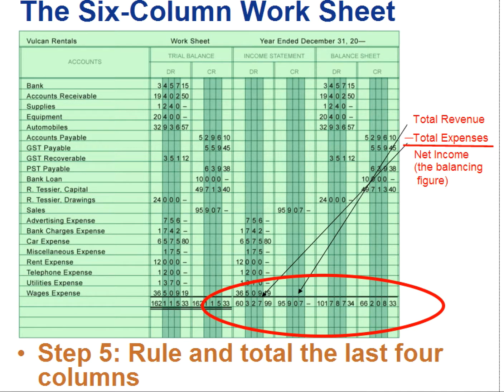Step 5, rule and total the last 4 columns. So basically all you do here is add up each of the columns. Notice the values won't be the same. They're not going to balance. The difference between the 2 columns of the income statement will be either your net income or your net loss. In this case, our sales column is much greater than our expenses, so the difference between the 2 is our net income.